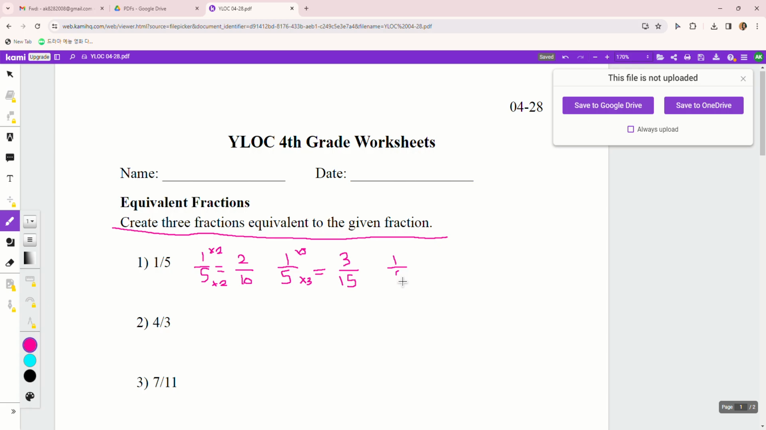Next, you can also do times 4. So the top times 4 and the bottom times 4. And 1 times 4 is 4. And 4 times 5 is 20. So that's also equivalent to 4/20.